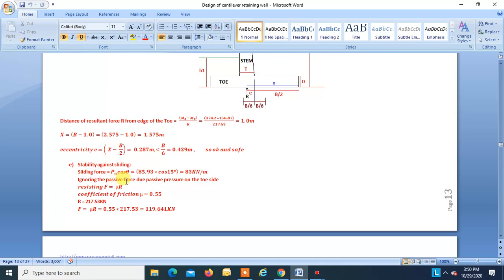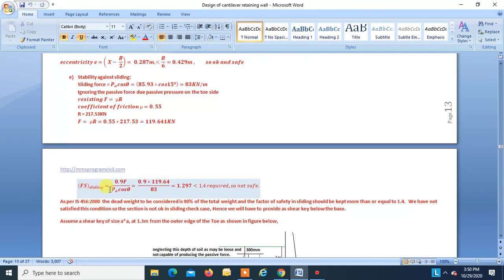Ignoring the passive force PP, okay. So the resisting force F due to friction is equal to mu into R. Coefficient of friction is 0.55. R is equal to 217.53. Okay, so F is equal to 119.64 kilonewton. Okay, so our formula is 0.9 F divided by PA cos theta.